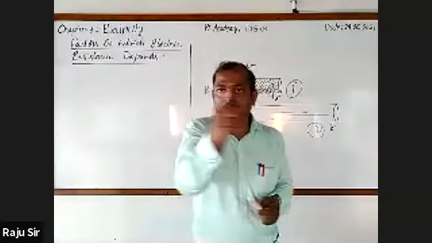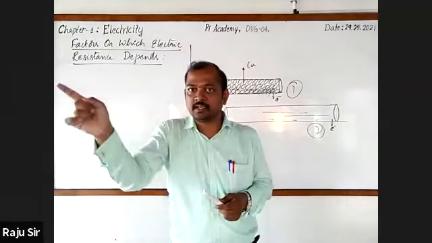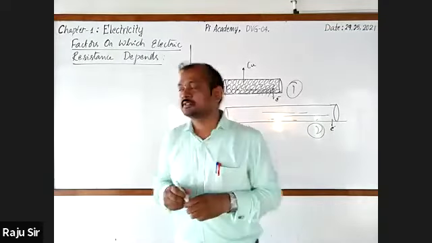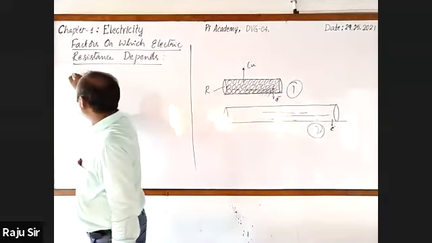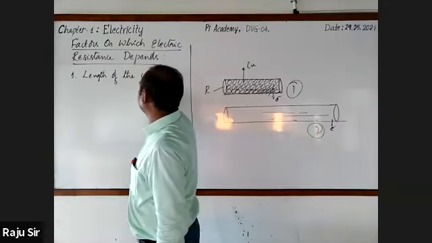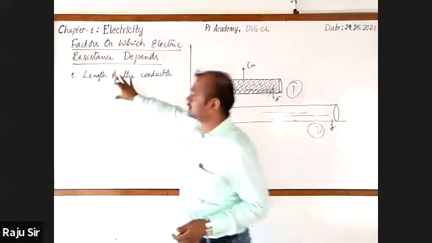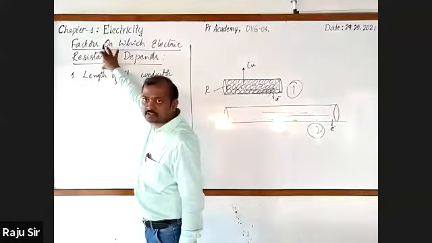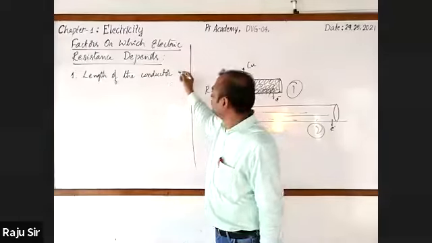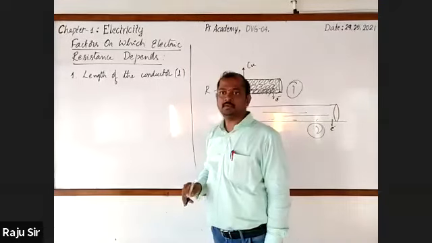Clear? As the length of the road increases, the number of speed breakers also increases. Like this. So right now, the first factor is the length of the conductor. Sir, should we copy the diagram? No need, just follow my instruction. Here I ask you to write, and what I tell you, copy. Length of the conductor, in brackets you write L.